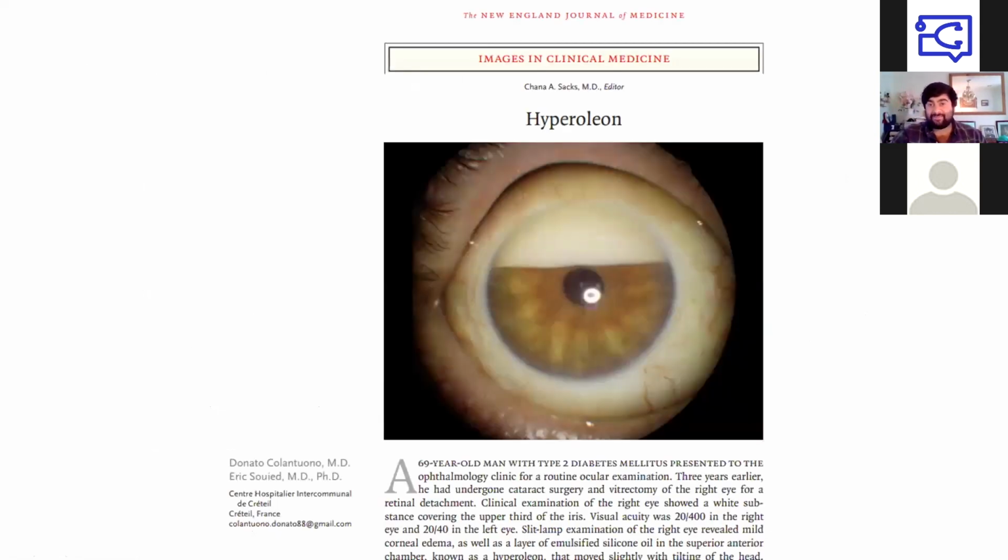This, again, more images in clinical medicine, but I really like these, and I think they have a very strong educational value. So this is a very nice photo of someone with what looks like a reverse hypopyon.